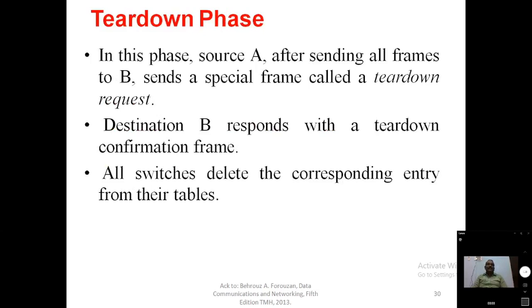In this phase, source A, after sending all the frames to B, is going to send a special frame called the teardown request to the destination B. Then the destination B responds with the teardown confirmation frame. Once the confirmation frame is received by all the switches between the destination and the source, all the switches delete the corresponding entry from their tables. So the corresponding entry of the table becomes empty once the connection is disconnected.